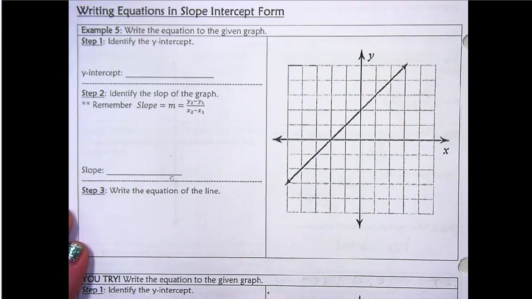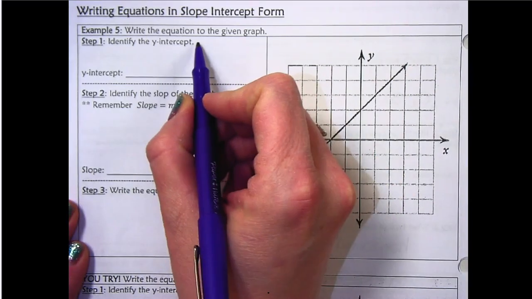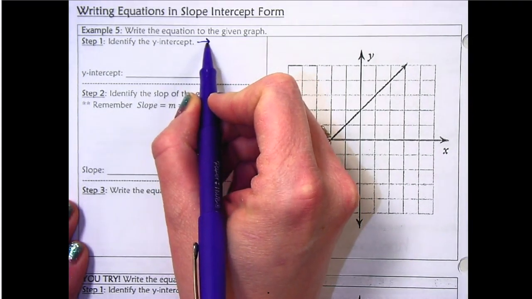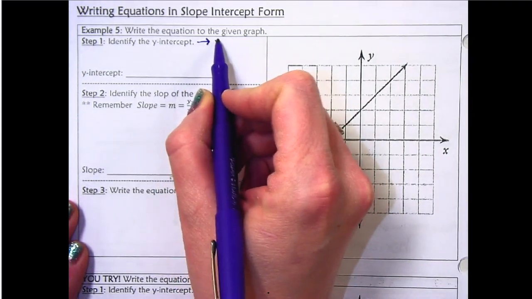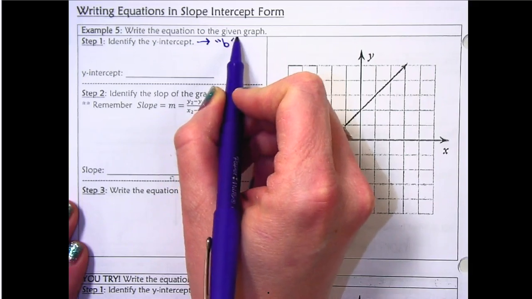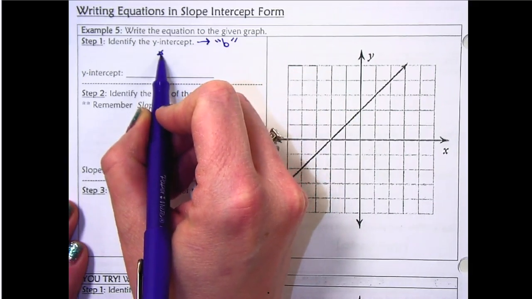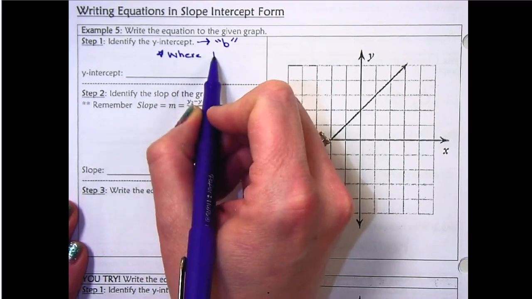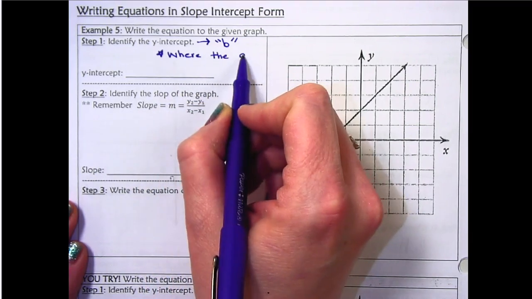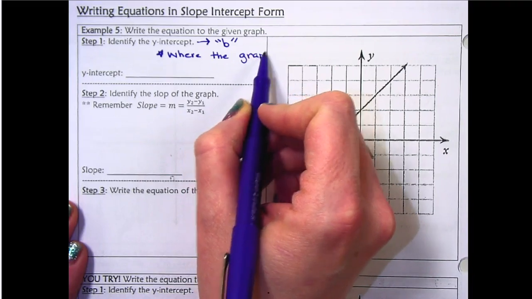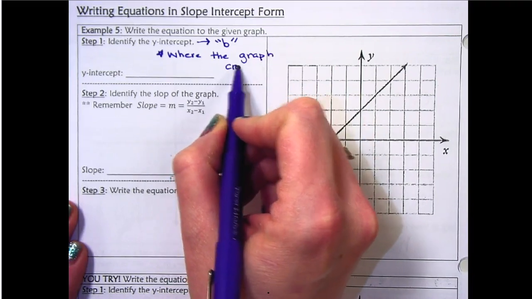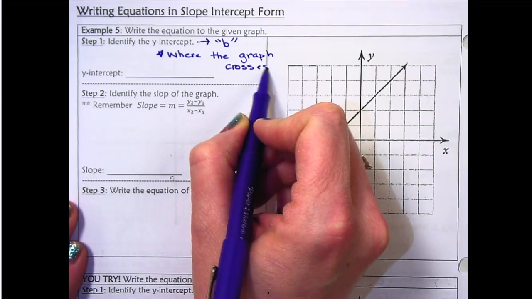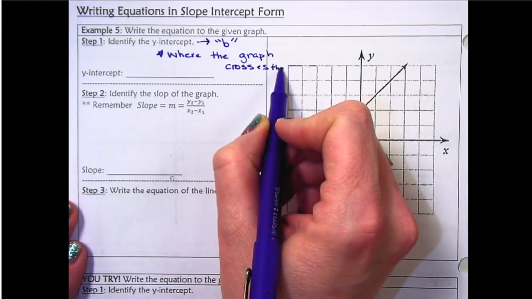The first thing we need to do is find the y-intercept. To remind you what the y-intercept is, first of all, in our slope-intercept form, it's b. And most importantly, to find it on the graph, it is where the graph crosses the y-axis.